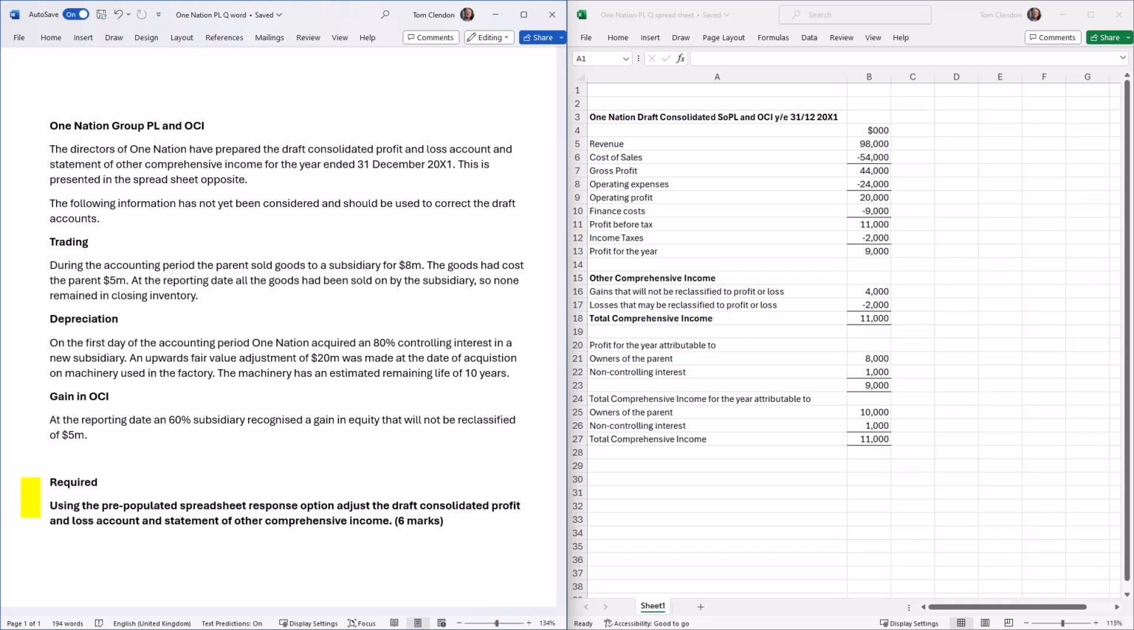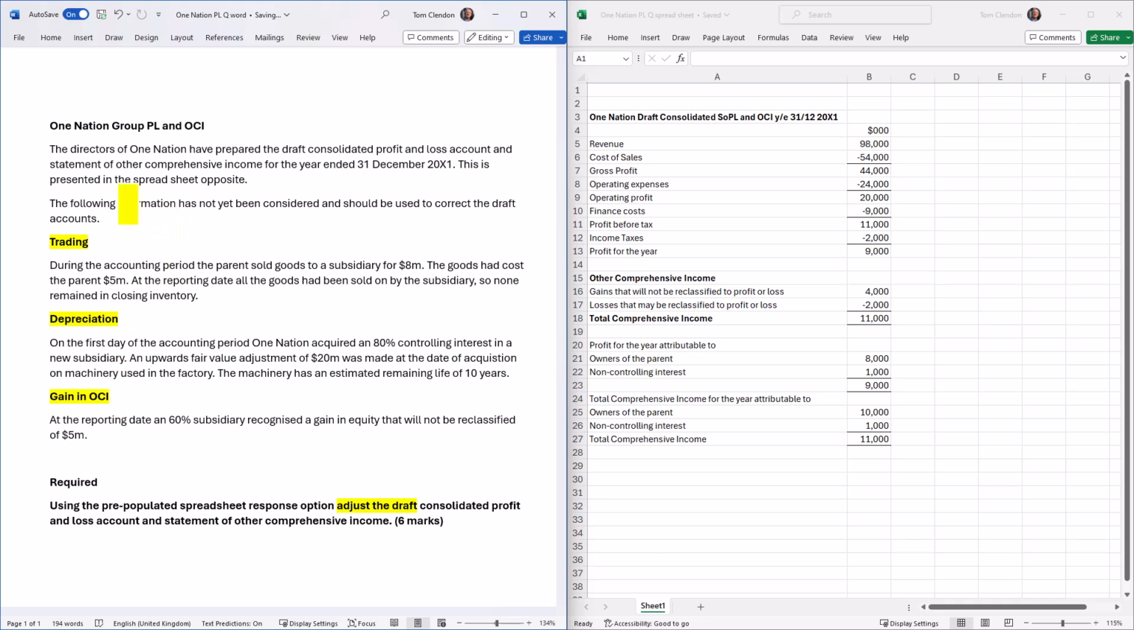Ignoring the theory, ignoring the explanations, and concentrating on the pre-populated spreadsheet, we've got here a working example, not an exam question, where we're using a pre-populated spreadsheet and adjusting the consolidated profit and loss account and OCI for the group. So over here, we've got the P&L already prepared and we can insert our adjustments here. And then we've got three bits of information: trading, depreciation, and a gain in OCI.